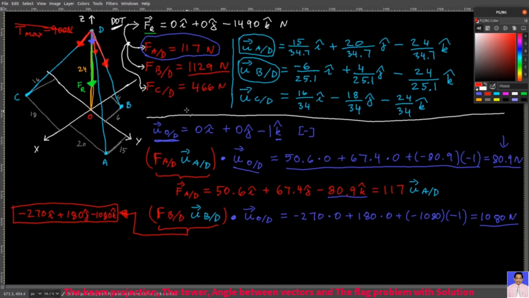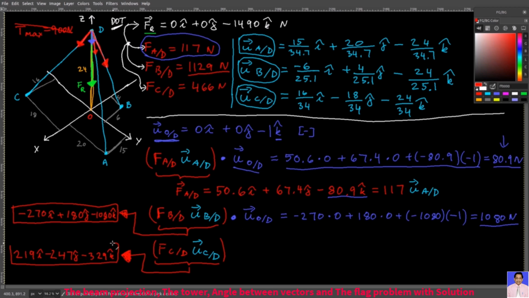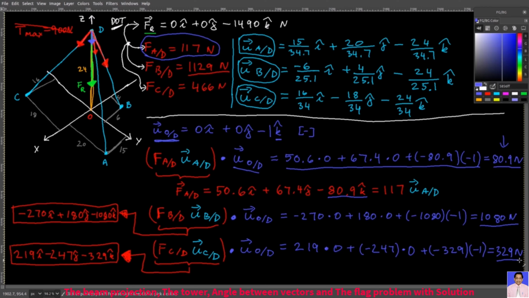And finally, let's do it with this force, C/d. This is its magnitude. I multiply it by this unit vector, which is this one here, and then I get the same force, but in the Cartesian form, and then I dot it with this unit vector, and then in the end, I get this result here. So this is the component of this force along this tower.